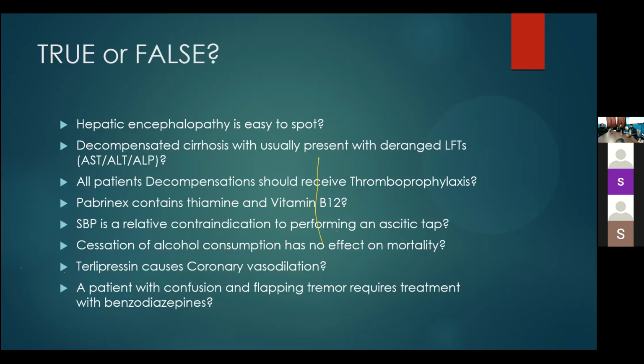A patient who presents with confusion and a flapping tremor requires treatment with benzodiazepines. False. What do they need? Lactulose, yeah. They need an admission to medicine and they need lactulose as well, because these are signs of encephalopathy rather than withdrawal.